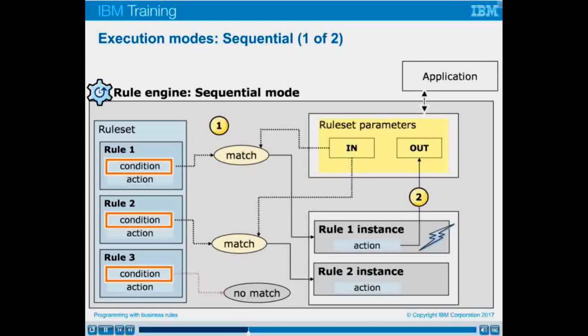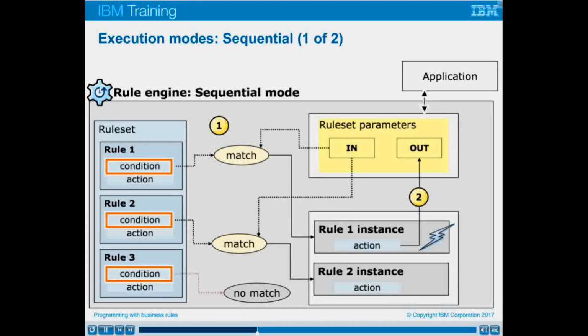The next algorithm is sequential, and as its name suggests, in sequential mode, the rule engine executes rule instances in their order of appearance, or sequentially. With the sequential execution mode, the application passes the objects through rule set parameters. For each match that the rule engine detects between an object and a rule condition, a rule instance is created and immediately fired. It's not stored anywhere. When a rule instance is fired, the corresponding rule action is executed.